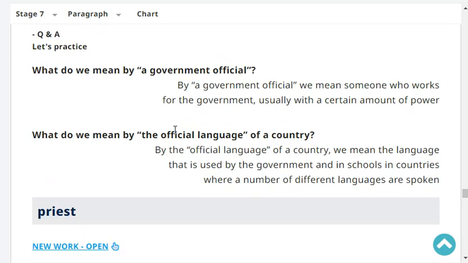Very good. What do we mean by a government official? We mean someone who works for the government, usually with a certain amount of power. What do we mean by the official language of a country? Where a number of different languages are spoken.